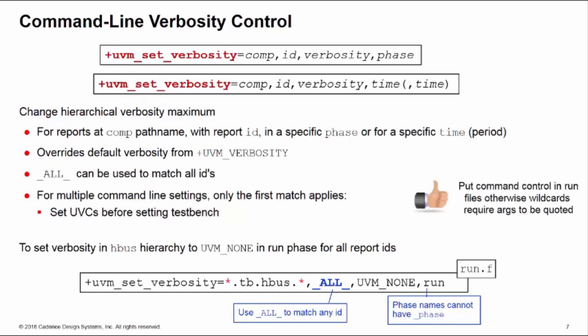Lastly, a good tip is to put this command line control in a run file. So we put this in this file run.f, which we will then call on the command line using the xrun option -f run.f. Two reasons for doing this. Firstly, you don't have to remember to type it out in full each time, and secondly, if you have wildcards in the path name, then if you typed that directly on the command line, you may need to hide those wildcards from the command interpreter by quoting the entire argument string. So it's actually easier to put them in a run.f file and call them from there.